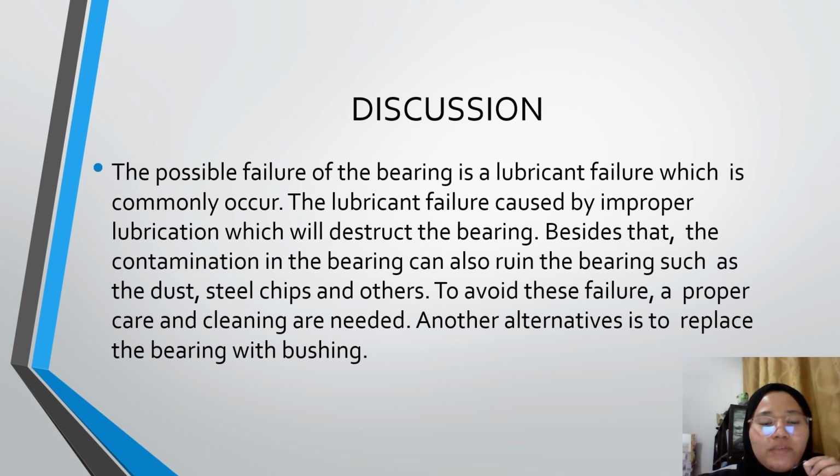The possible failure of the bearing is lubricant failure, which commonly occurs. The lubricant failure is caused by improper lubrication, which will disrupt the bearing. Besides that, contamination in the bearing can also ruin the bearing, such as dust, steel chips, and others. To avoid this failure, proper care and cleaning are needed. Another alternative is to replace the bearing with a bushing.